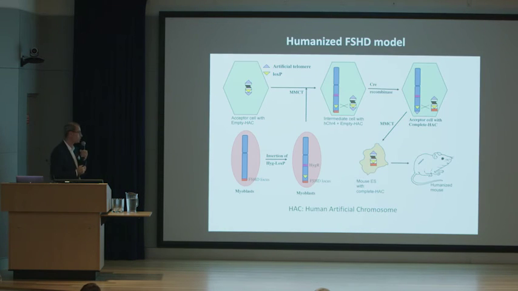The way we decided to go about it is to engineer so-called human artificial chromosomes. Basically, we have generated small human-like chromosomes that contain all the genomic region that we think is important for FSHD. These artificial chromosomes are at the moment being put inside mouse embryonic stem cells in order to develop what are called transgenic mice, which we hope will present the features that have been described so far.